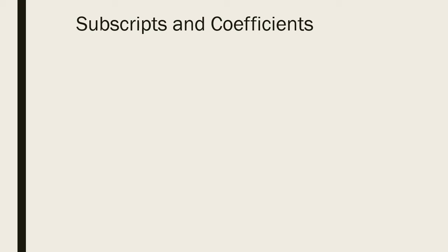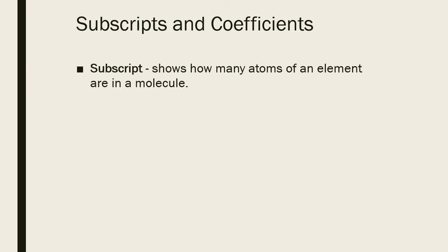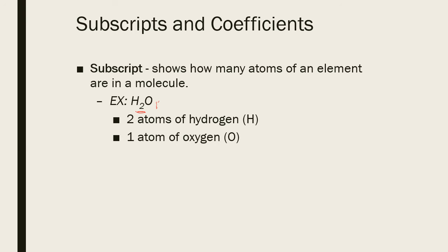So description of what a subscript versus a coefficient is. A subscript tells us how many atoms are in an element or a molecule. So our example here, we have water, H2O. What this little 2 tells me is that I have 2 hydrogens. And there's an invisible 1 there next to my O, so I only have one O. So these are the subscripts.